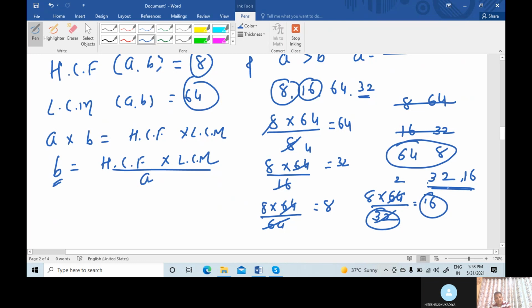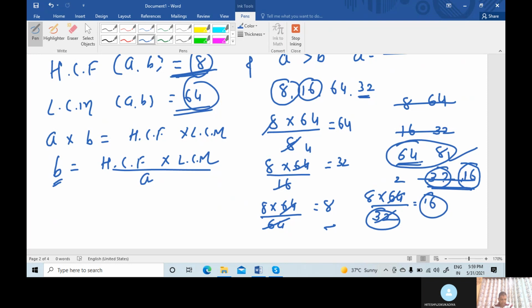But here HCF is 8. Look at the question: HCF is 8 and LCM is 64. If we take this answer, the HCF is 16, because speak your table, 16 twos are 32. So the HCF of these two numbers is 16, so this one is not possible. So our right answer is 64 and 8. So our final answer is A equal to 64. Okay.